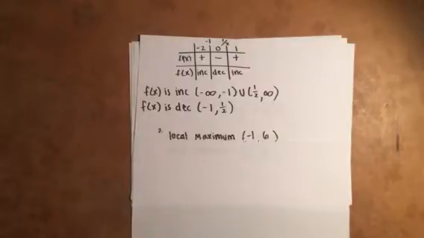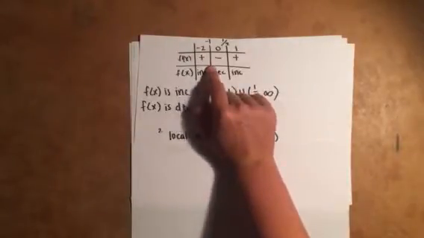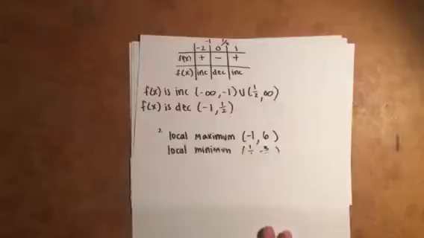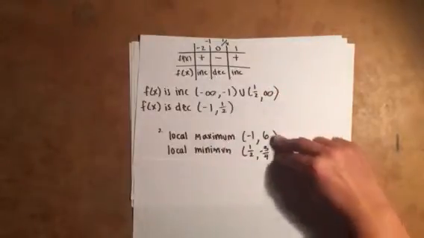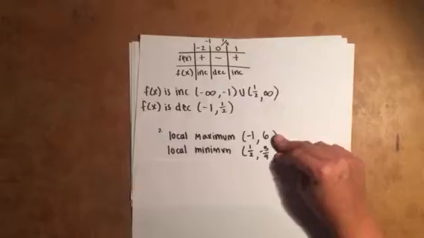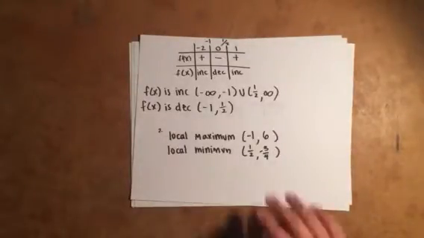We also know that there's a local maximum at x equals -1 because there's a sign change in the first derivative from positive to negative. We also know there's a minimum at 1/2 because, again, there's a sign change at 1/2 from negative to positive. I get these two y values from plugging in the x values into the original function.